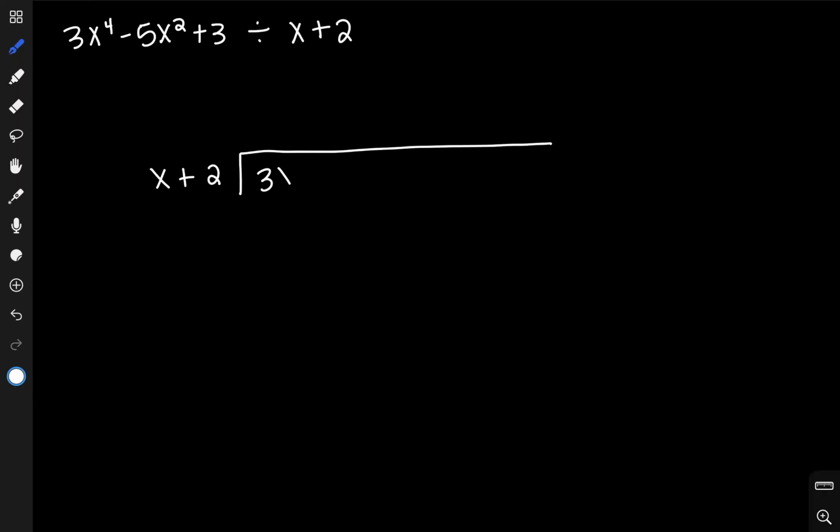We're going to start off with 3x to the fourth. Then we can see here that the exponents jump from 4 to 2. To make that easier, we're going to put 0x to the third in between, just so it's easier to format later on. Same thing over here, this one's missing just an x, so we're going to do a 0x. If you just put them back in the equation, they wouldn't exist, but it's just easier. So we're going to do plus 0x to the third minus 5x squared plus 0x plus 3.